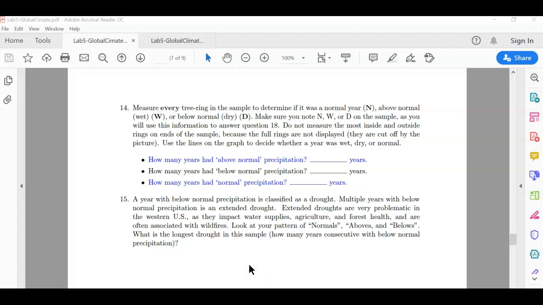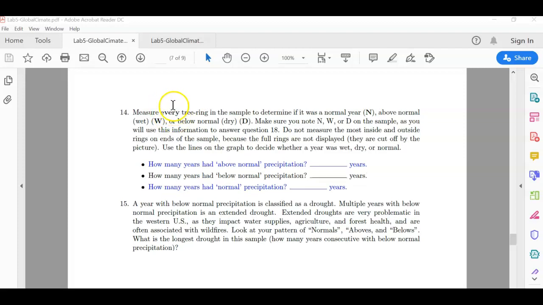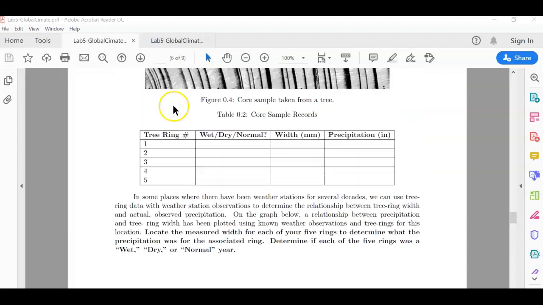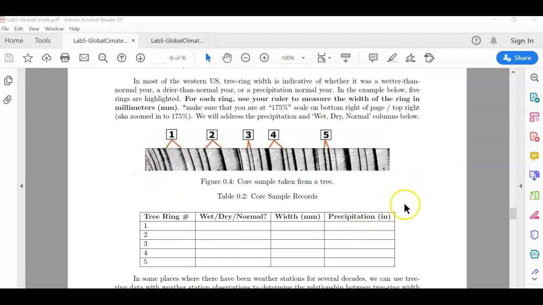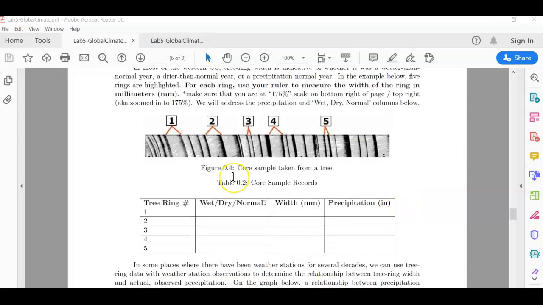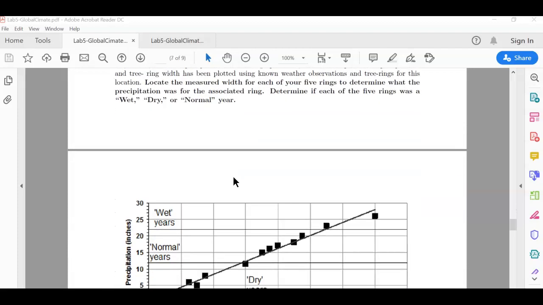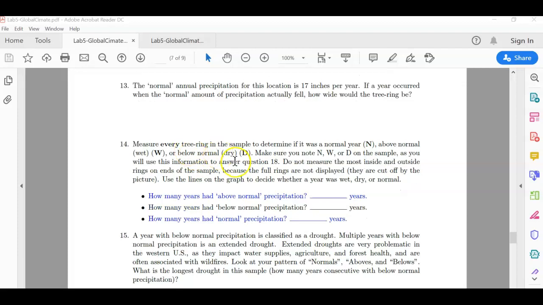All right, so onward. So measure every tree ring. In this case, it's every single one from the sample. So in this case, you're going to measure every one of them, okay? And record them somewhere, on a piece of paper or wherever. So measure every tree ring in the sample to determine whether it was a normal, above normal, meaning a wet, or a below normal, meaning dry year.